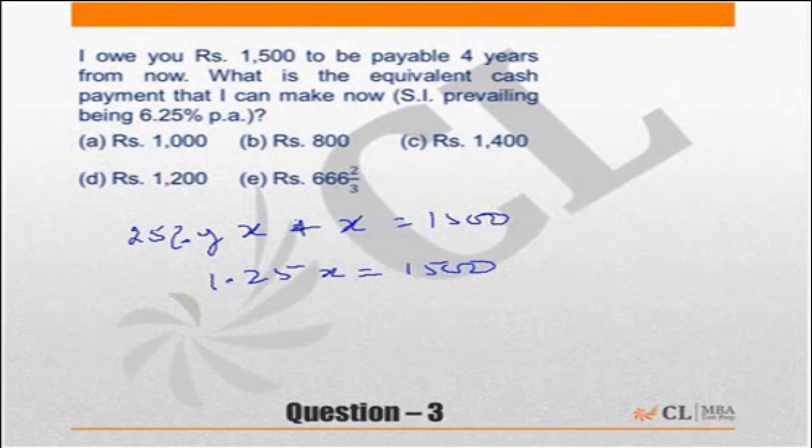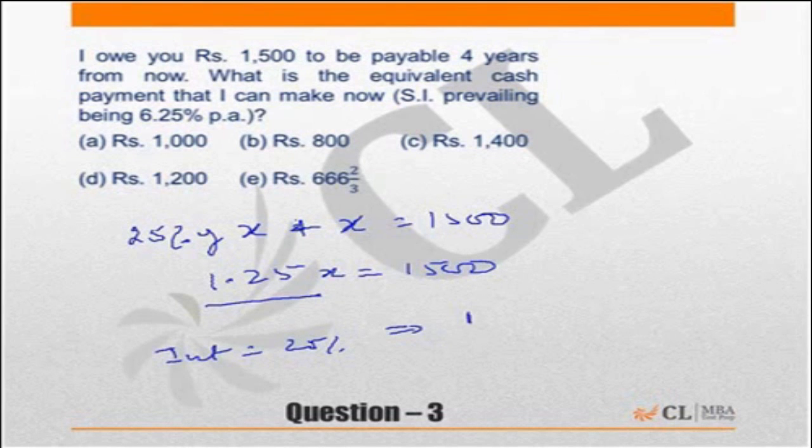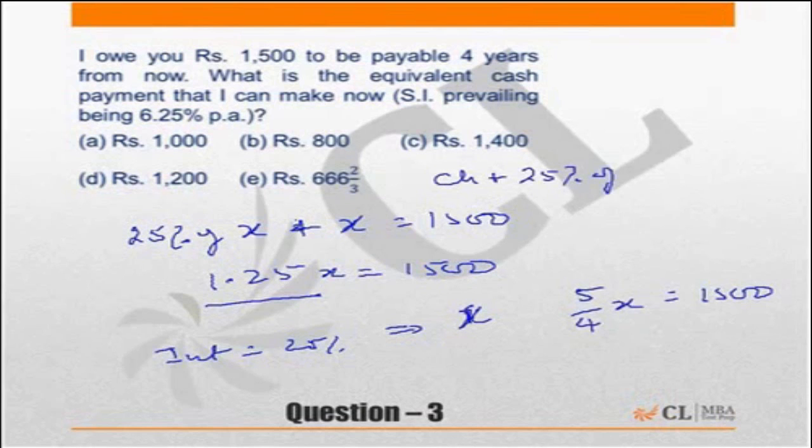Another thing we could have looked at is interest is 25%, so if it was originally 100, it would be 125, so it would become 1.25X. Or interest is equal to 25%, that implies the principal, if it is X, the amount will become 5 by 4 X, or 5 by 4 X is equal to 1500. Another thing you could have done was choice plus 25% of choice should be equal to 1500.